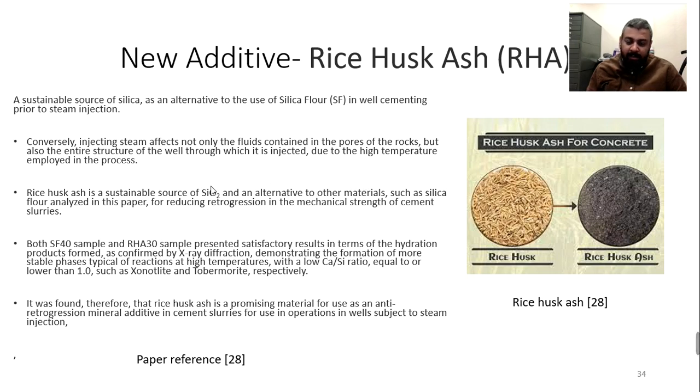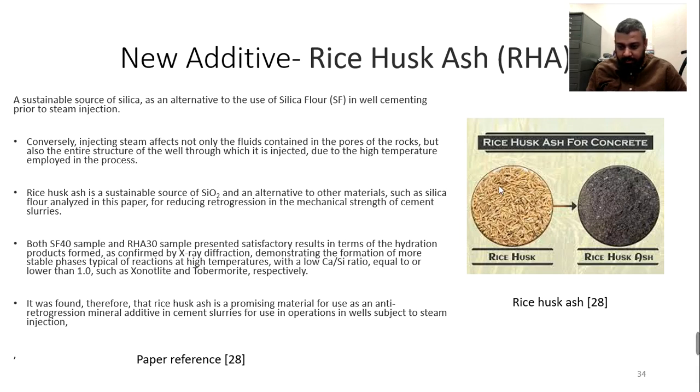So this basically is a good source of silica oxide, and of course if you add this one, it will increase the strength of the cement and reduce its porosity and permeability, especially when you are dealing with very high temperature wells or steam injection wells. So this one will increase the strength of the cement and so on. This is another topic of discussion right now.